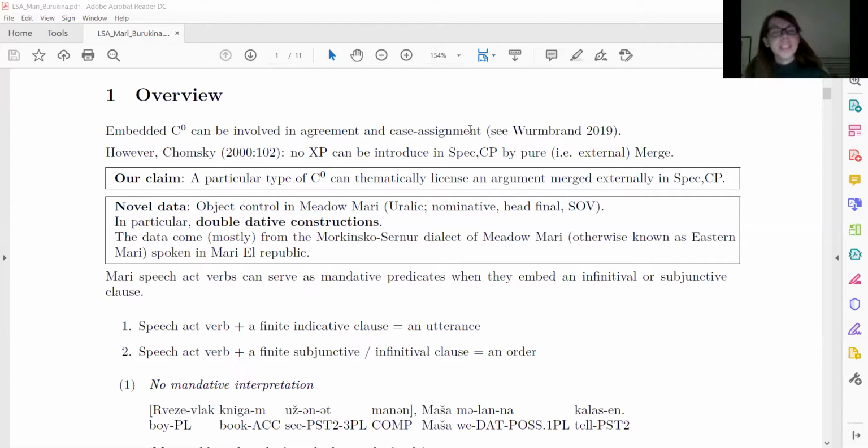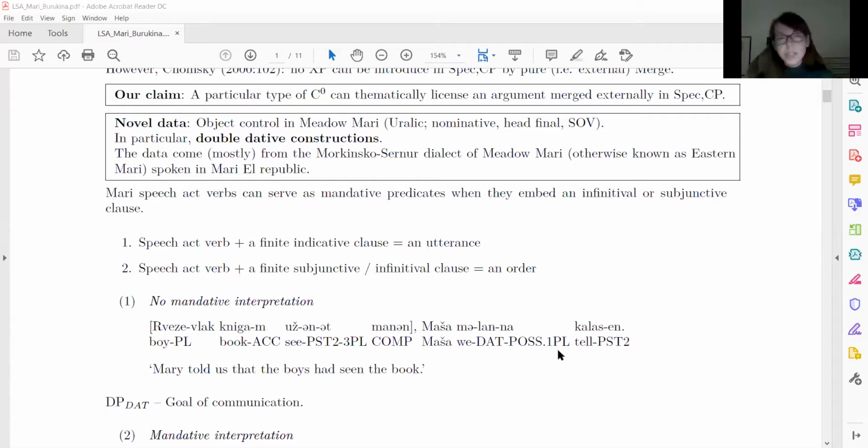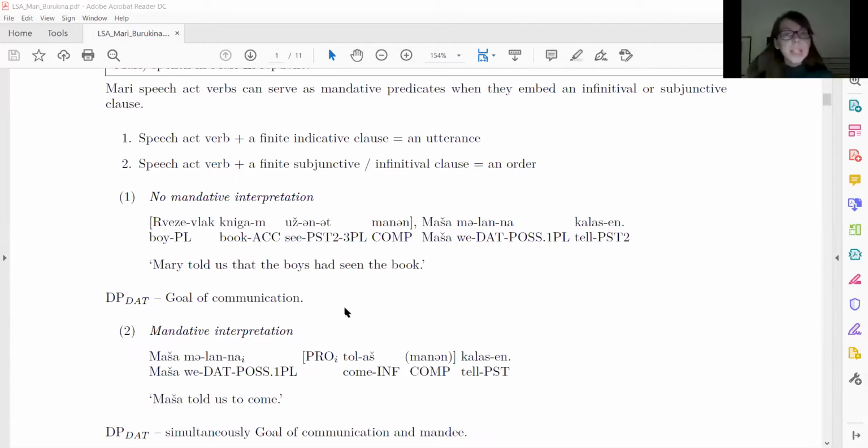Apologies for being distracted. So again, object control constructions in Middle-Mari, with a speech-act verb at the center. When a speech-act verb embeds a finite indicative clause, we get a simple utterance, and you can see an example in 1. I can say, Mary told us that the boys had seen the book. This is a simple utterance.